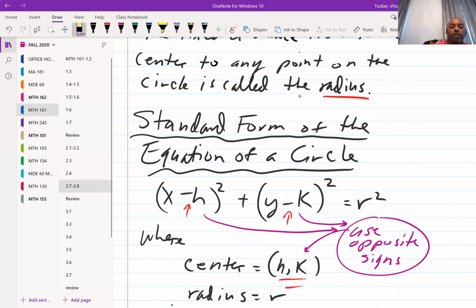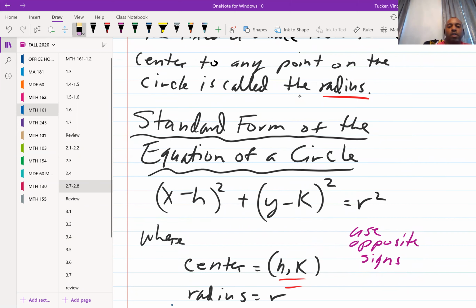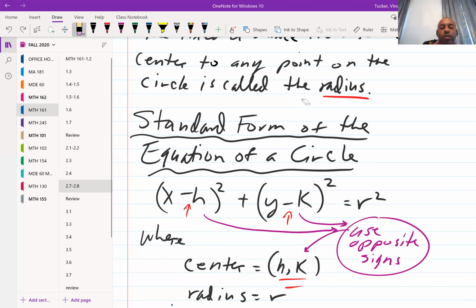So if you were to remove all the arrows and stuff, this is it. Just (x minus h) squared plus (y minus k) squared equal to r squared. So that is the standard form of the equation of the circle. Notice the center, h and k, comes from the center, and r comes from the radius of your circle. So make sure you take note of the signs.